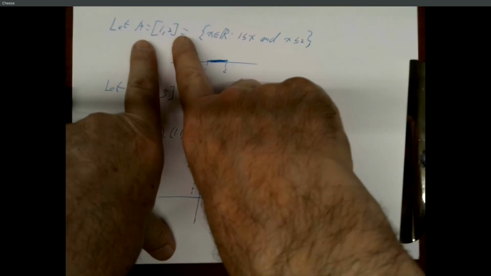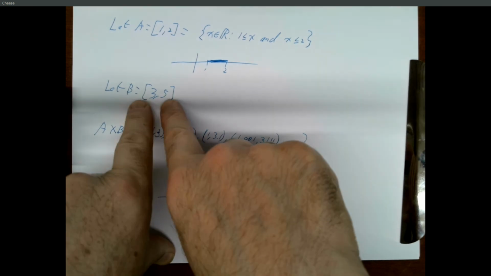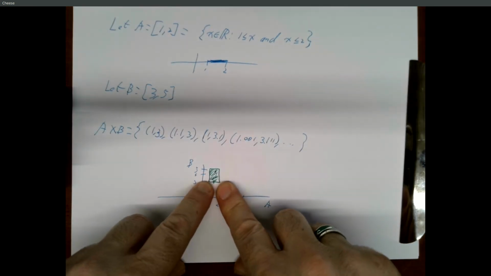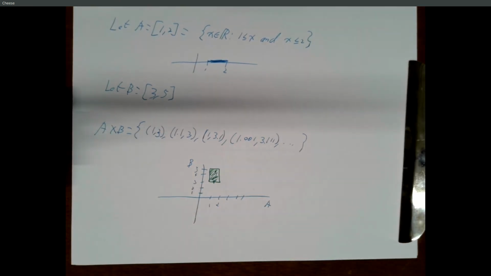And if A was the open interval, the numbers between 1 and 2, but not including 1 and 2, and B was between 3 and 5, but not including 3 and 5, the shape would still be the same, except we draw a dotted line on the outside here, because it wouldn't include any of the stuff on the border. That would be an open region.